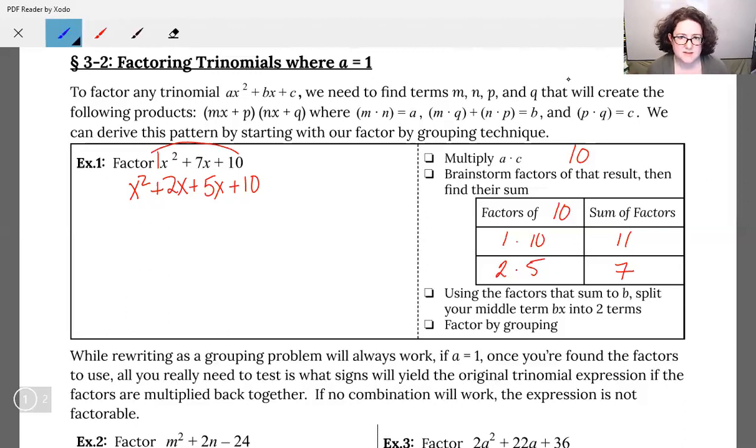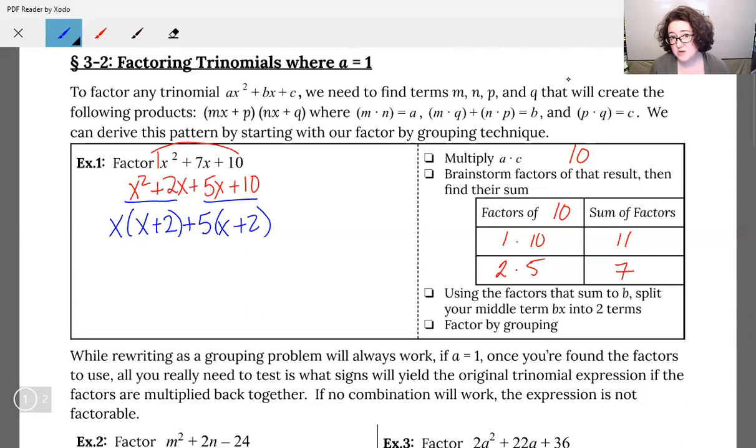Last lesson, we looked at factor by grouping. So let's apply that. Our first two terms both have an x as a common factor, and when I factor that out, I'm left with x plus 2. My second grouping, 5x plus 10, both have a common factor of 5. When I factor that out, I'm left with that x plus 2 again.